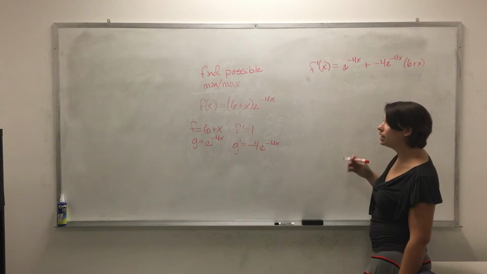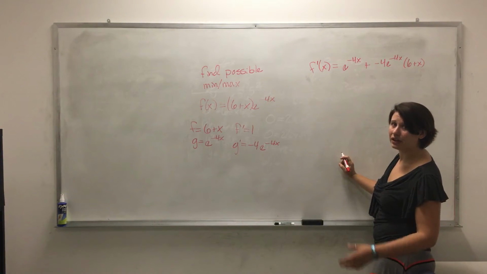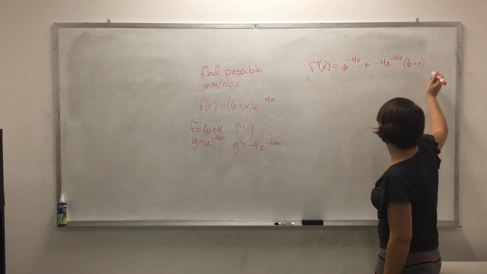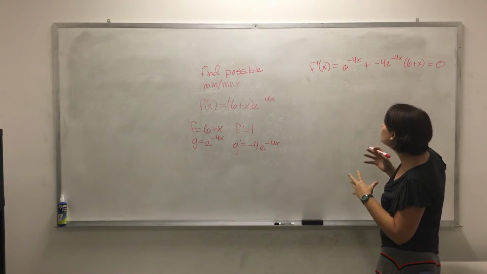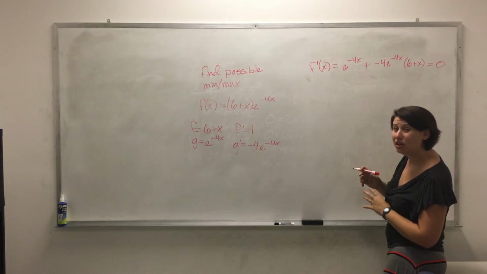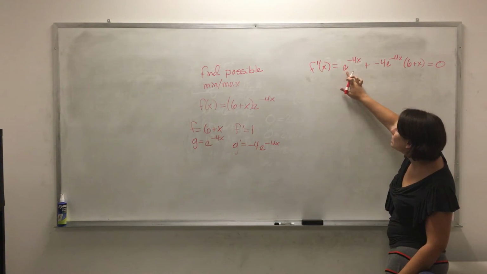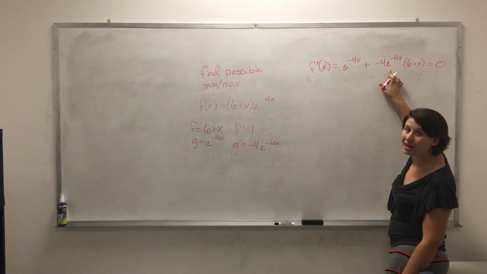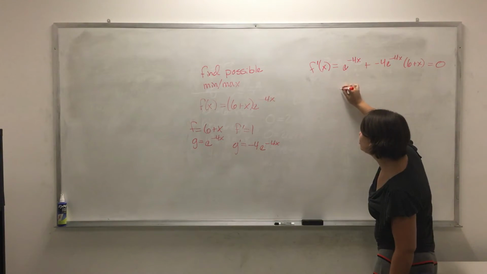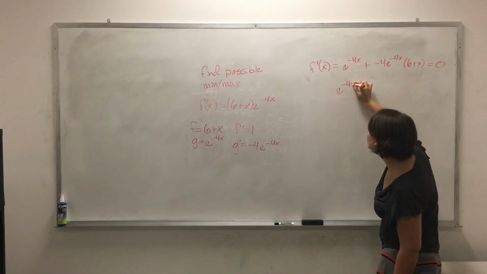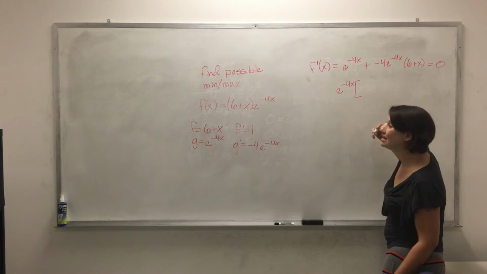So we're finding min max. We found the derivative. We need to set this equal to 0. To do that, now to simplify and solve for x, we need to factor. We see that there's an e to the negative 4x in common in both of these terms. So that means we can factor it out. So e to the negative 4x times what's left.